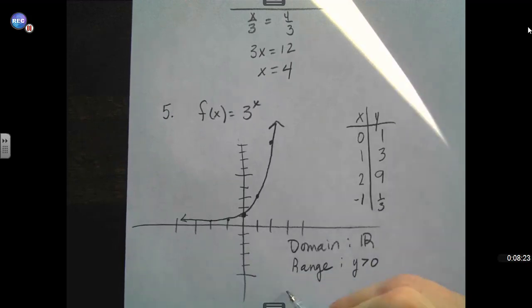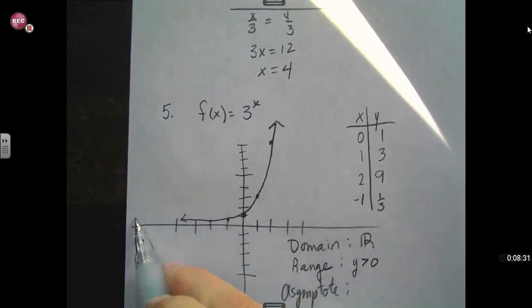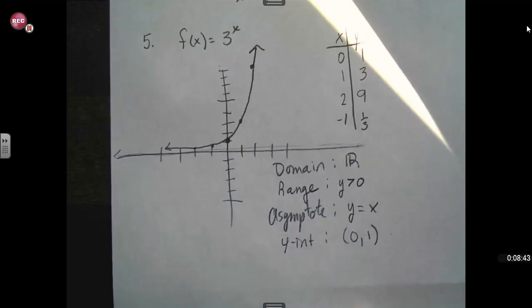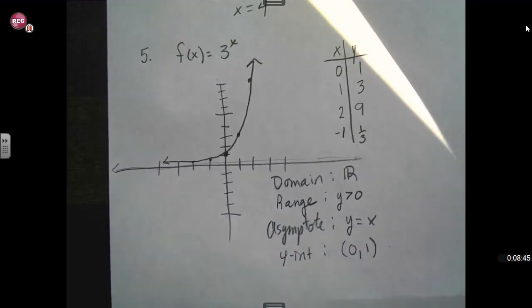The asymptote, the equation of the asymptote is the x-axis, and the equation of the x-axis is y equals 0. And the y-intercept is the ordered pair 0, 1. And that's everything we're supposed to do for that.